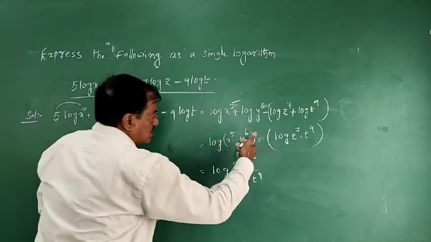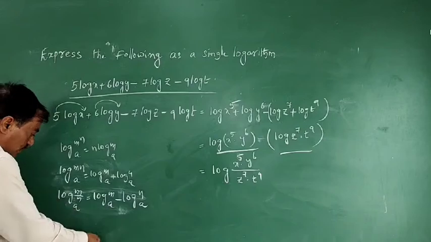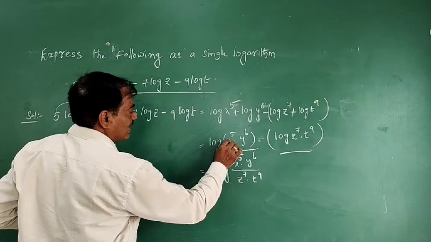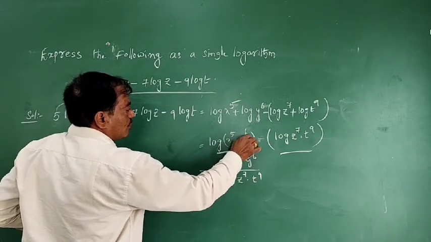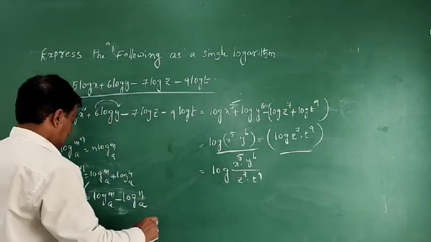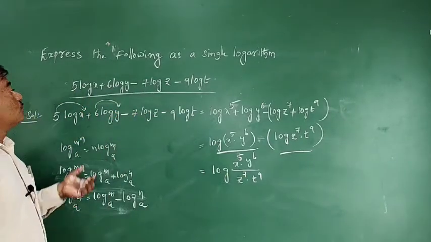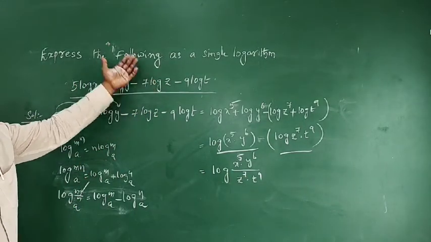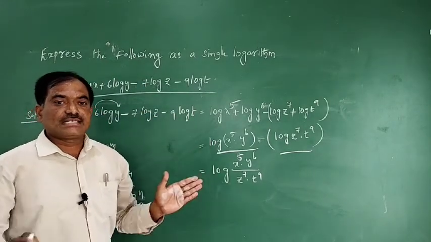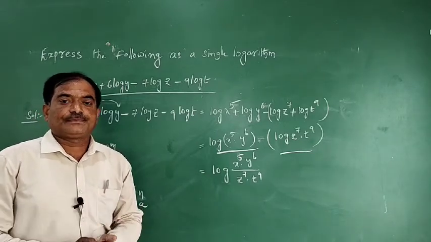Yes, this right hand side expression is in the form of this one. So this is replaced by log of m by n. What is m here? Completely x to the power of 5, y to the power of 6 is m. And this is n: z to the power of 7, t to the power of 9 is n. So therefore the given expression can be expressed as a single logarithmic function. This is the process of writing the given expressions as a single logarithmic function.